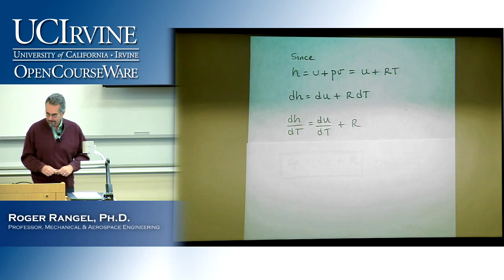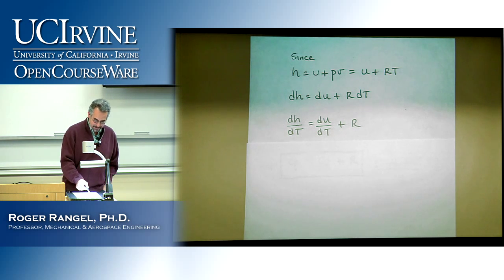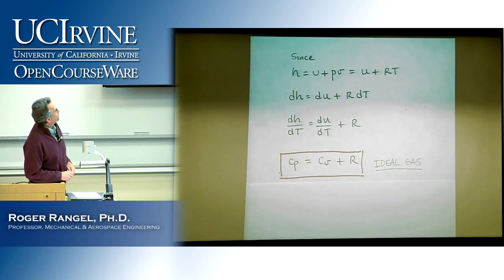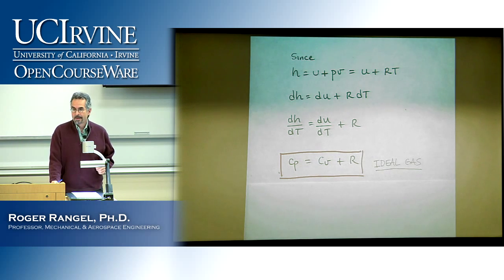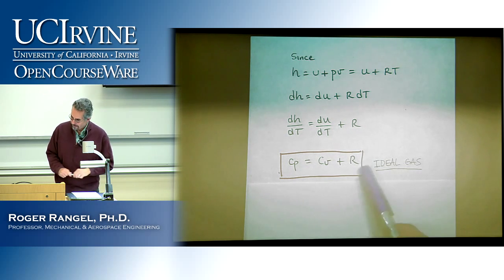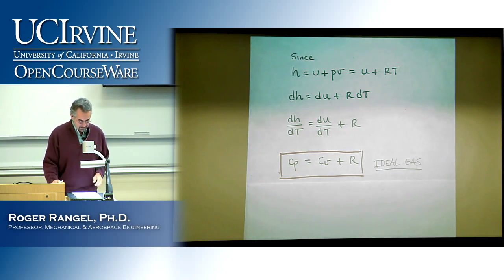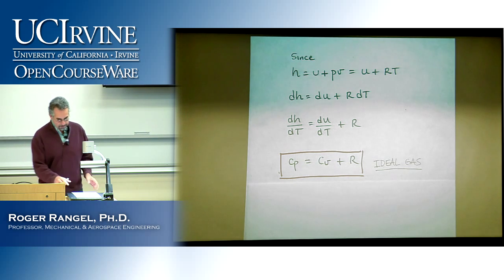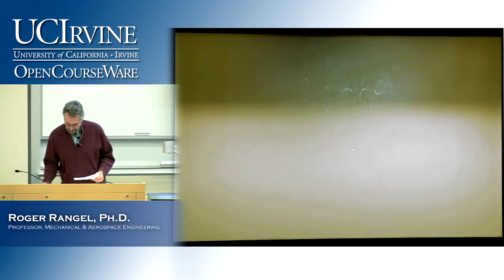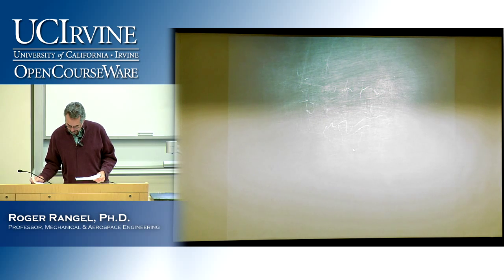What's on the left-hand side? Cp. And what's in the first term on the right-hand side? Cv. So you get this very nice and easy to remember relationship between C sub P and C sub V for an ideal gas: Cp equals Cv plus R. And it's good because it always confirms the fact that C sub P is larger than C sub V, because you need to add R to C sub V to get C sub P. All right. Questions? Okay.